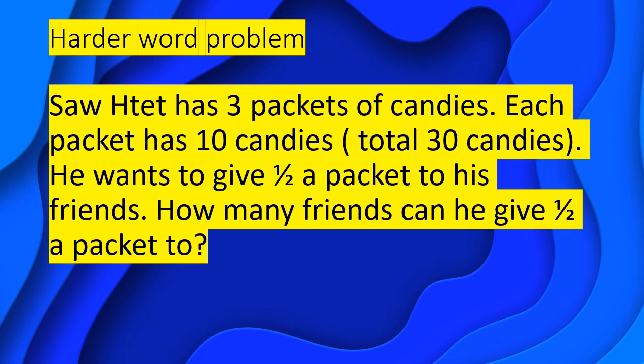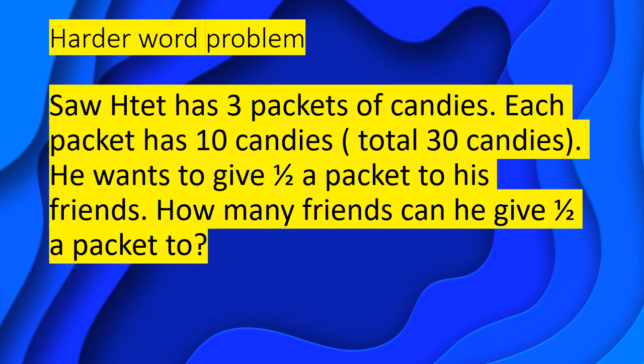So now we have a slightly harder word problem. Sautet has 3 packets of candies. Each packet has 10 candies, so a total of 30 candies. He wants to give half a packet to his friends. How many friends can he give half a packet to?